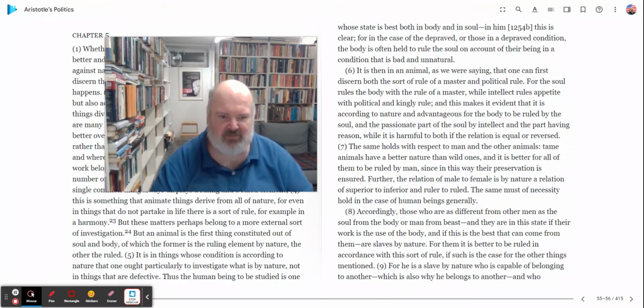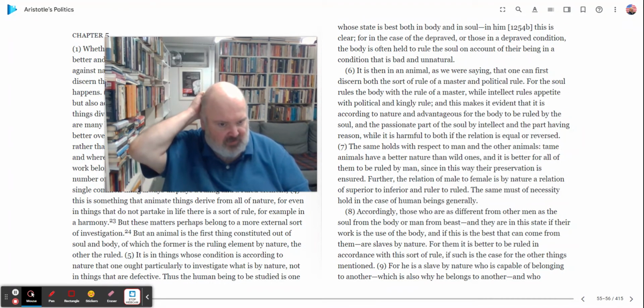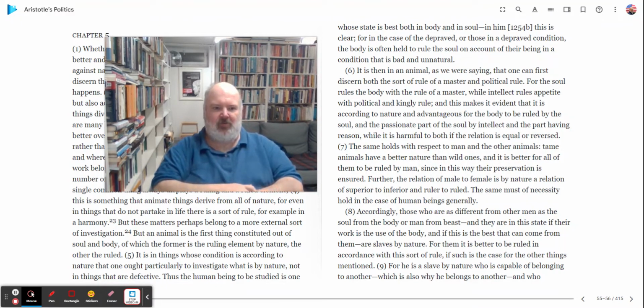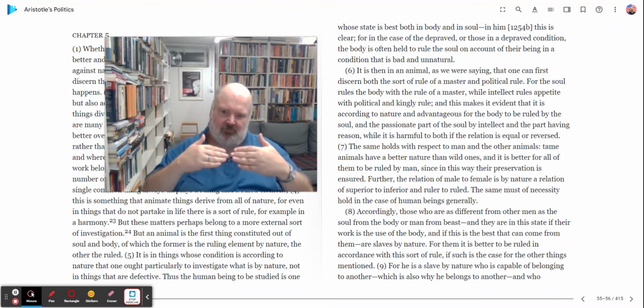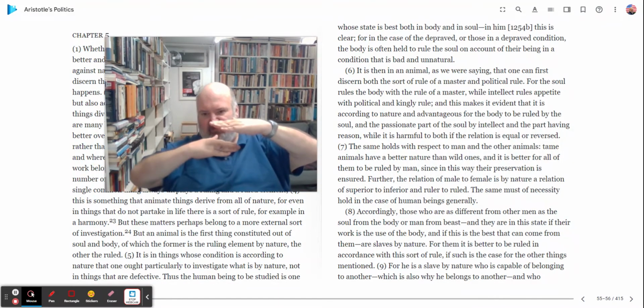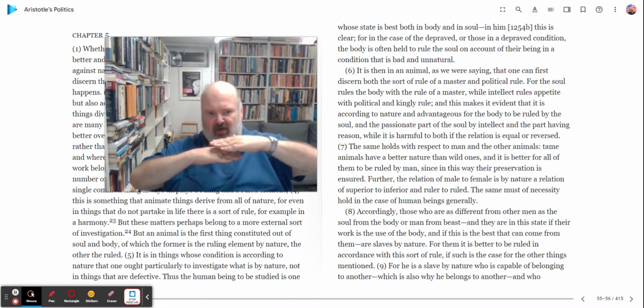And this makes it evident that it is according to nature and advantageous for the body to be ruled by the soul, and the passionate part of the soul by intellect, the part having reason, while it is harmful to both if the relation is equal or reversed. So this is an interesting point he's making. In other words, if the body rules the soul, this is not good. If they are equal, this is not good either. In other words, the soul must rule the body. This is how it is.